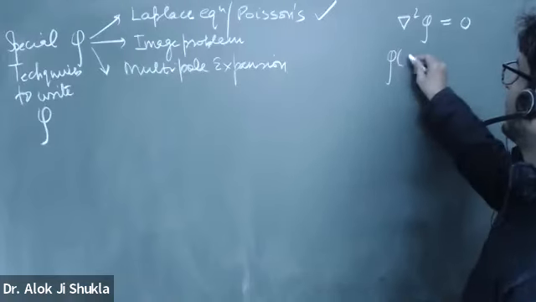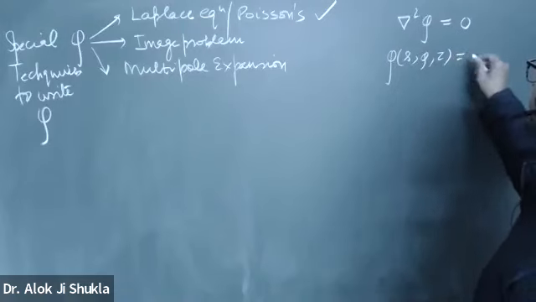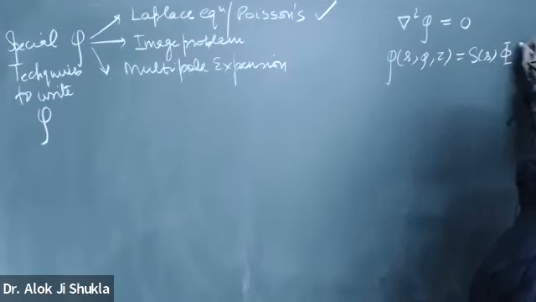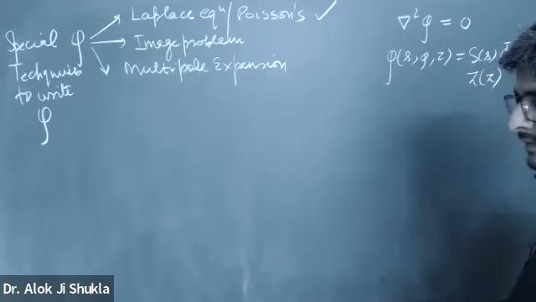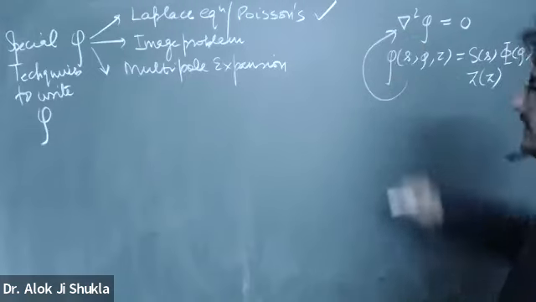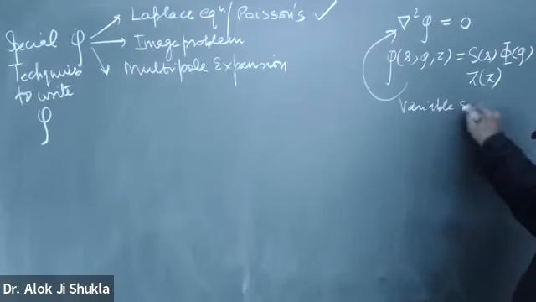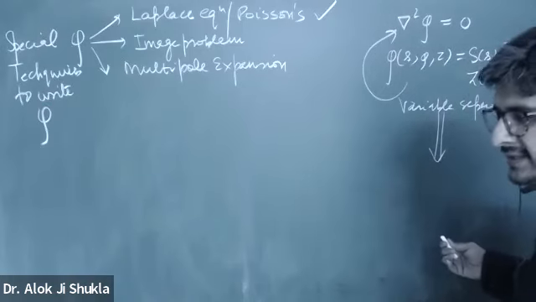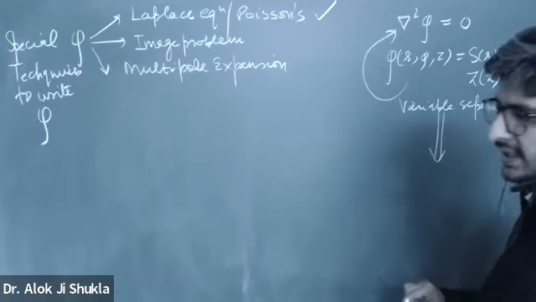General phi will depend on s, phi and z. So you will write it as a function of s into a capital function of phi into a capital function of z, function of small z. Plug this into this equation, make it variable separable, solve it. Because it becomes so big, one of the equations reduces to a Bessel function, it becomes very complicated. So that's why for objective point of view, I don't teach it.